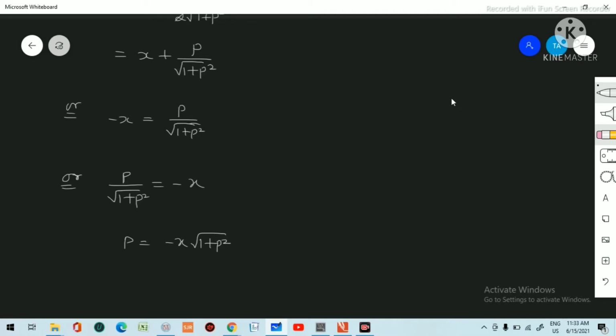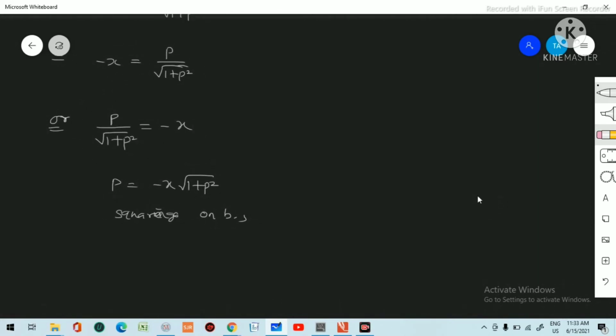I want the p value only, so I am keeping p on the left hand side and shifting all the other terms to the right hand side. Still we have p on the right hand side. To get that value we will square both sides. Squaring on both sides, what do we get?